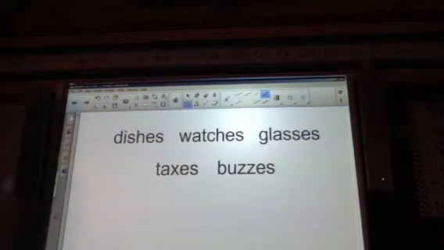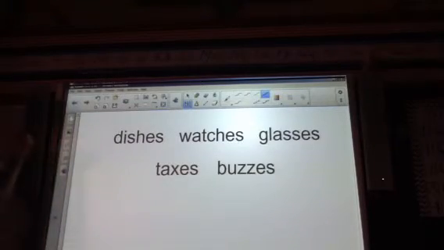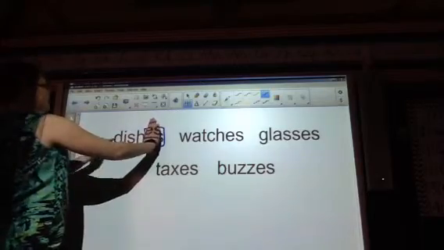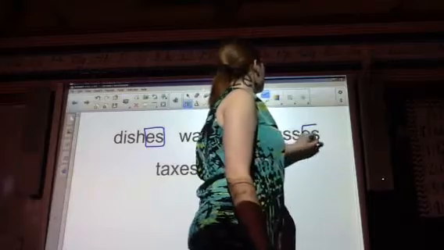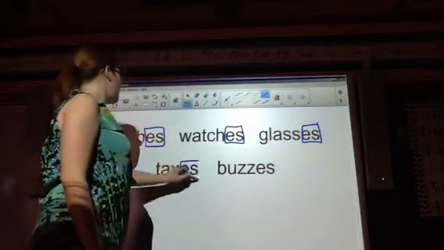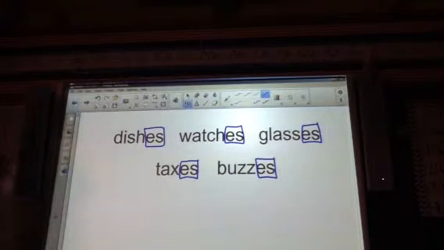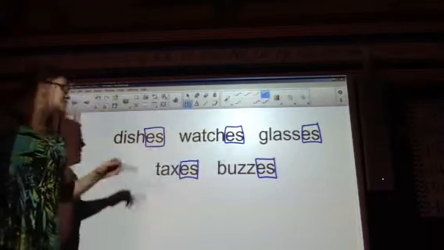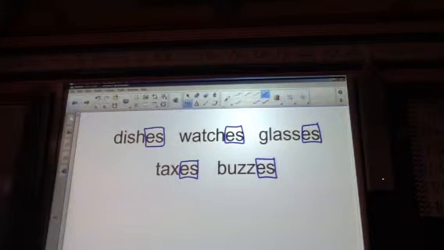Now, let's go back to these. You guys told me that was a suffix. How do I code suffixes? Underline. Box them. Anytime I box something, that means I can take it away and I still have a word left. So let's box all of these. There's two kinds of watch. I watch, a word, that's why you box it. Good. It sounds like you found all of the root words. Read just the root words for me. Dish, watch, glass, tax, buzz.